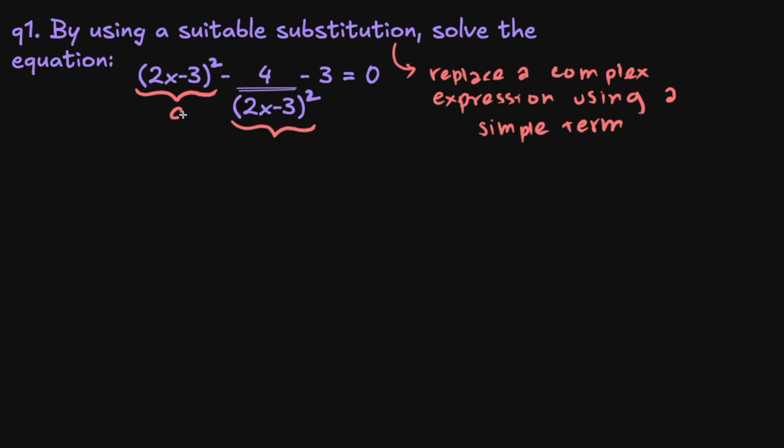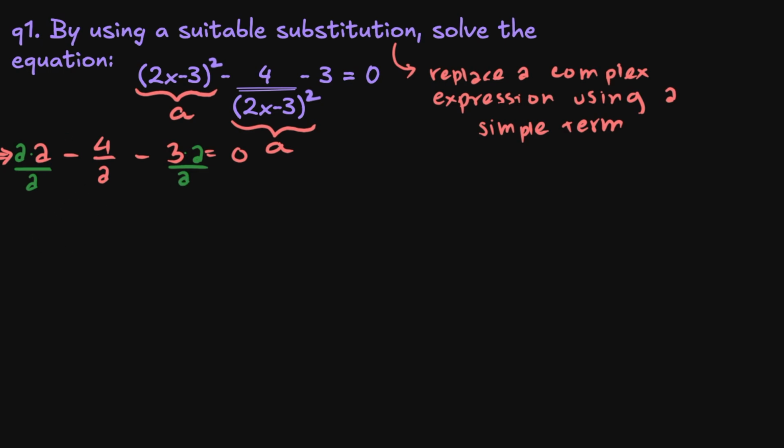We can start by replacing this with a simpler term, such as a. Once we do that, we're going to get a minus 4 over a minus 3 equals 0. The first thing we notice is we have a at the denominator here, but here we don't have them. In order to simplify this expression, we need to have a as the denominator under both the first term and the last term. The way we can do that is by multiplying a on both the top and the bottom for those terms.